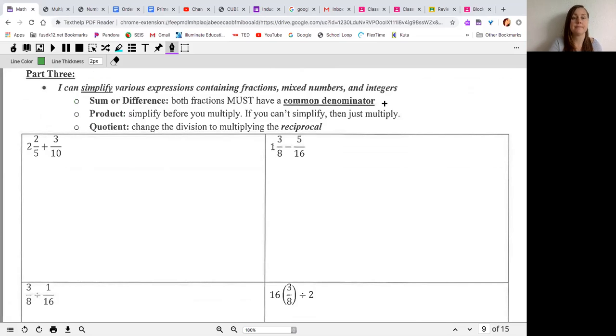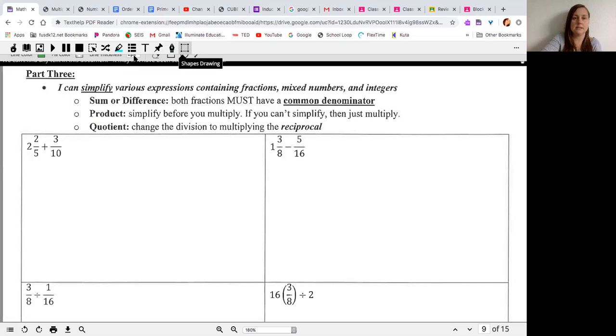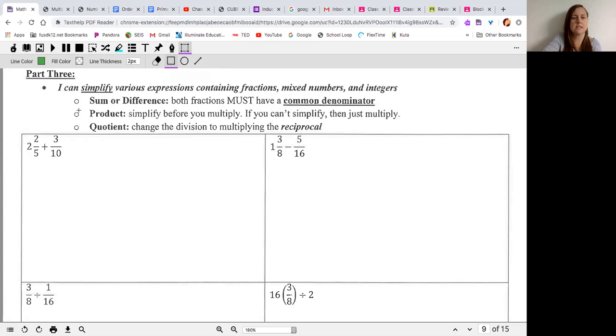Product. Simplify before you multiply. If you can't simplify, then just multiply. Okay, so I need to see if I can make the fraction smaller, and then if I cannot, I multiply across. Quotient. Change the division to multiplying the reciprocal. That's when we switch it. Okay, I call it multiplying the reciprocal, and we turn it into a times problem. I'm dealing with a lot of different kinds of problems here.